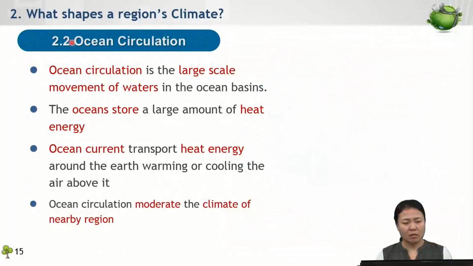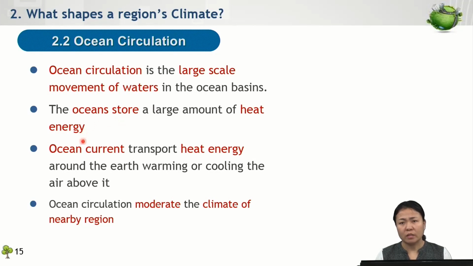Okay, so now let's talk about the ocean circulation. Ocean circulation is the large-scale movement of water in the ocean basin. It can greatly affect the Earth's climate system because, unlike the land area, which can store heat energy only on the surface, the ocean can store heat energy at greater depth. So in that sense, the ocean can store a large amount of heat energy.